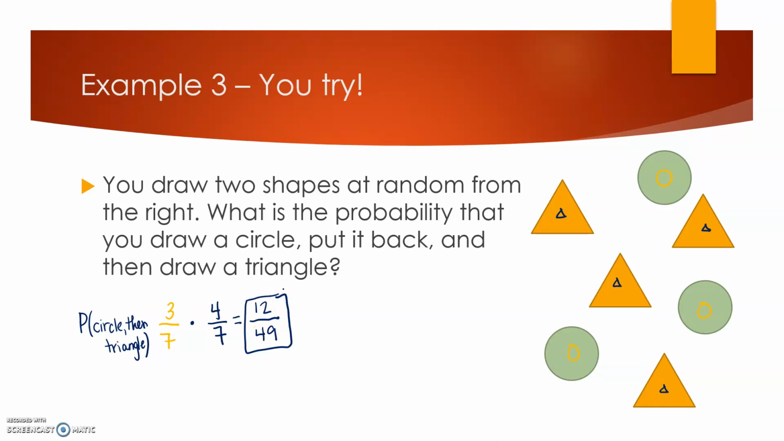Again, if you really like decimals, I like decimals, I think that they're good to use with probability. We've got 12 divided by 49, which is 0.244897... Oh, that should be a 7. So I'm going to put 3 decimal places, and then this 8 is going to round the 4 up. So I'm going to get 0.245. Always use your rounding rules.